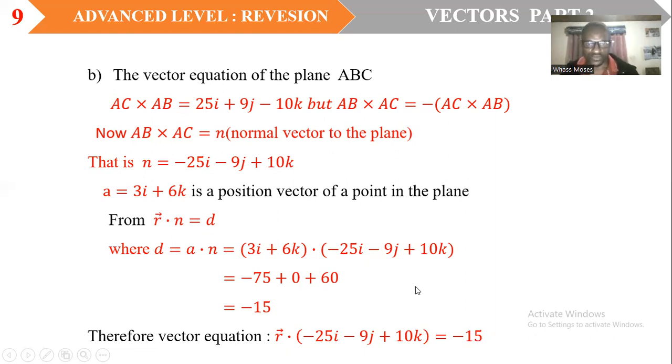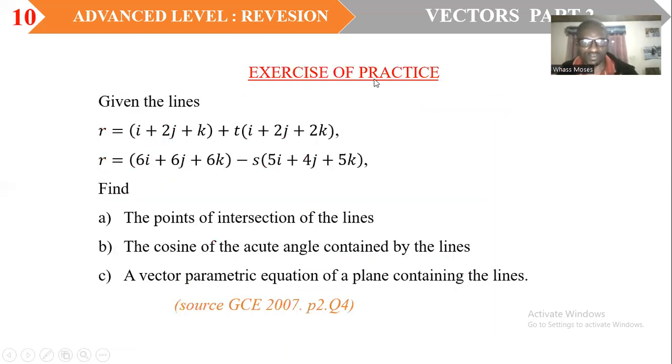-15. So this is where we end with the application exercises. But before we end the learning session, let us take home some practice exercise. So get a pen and paper and write down this exercise, which is also part of GCE 2007, paper 2, question 4. That's where it has been taken. Try to solve it to practice what has been explained.